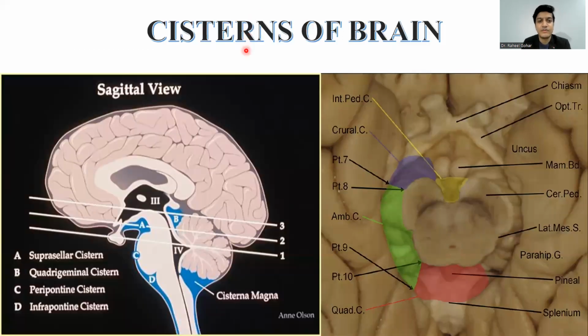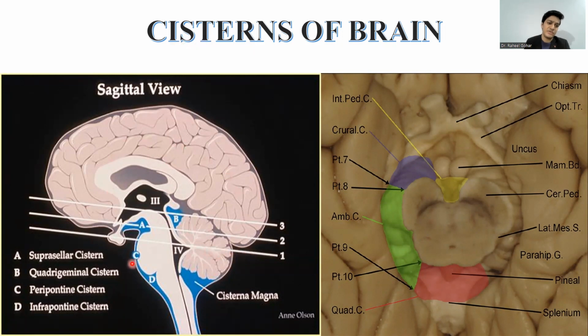So then we have got the cisterns. So what are cisterns? We all know that between the pia and the arachnoid mater we have got the subarachnoid space, and around the gyri, in between the gyri we have got the sulci, which are actually the subarachnoid spaces. Now around the brain stem, these subarachnoid spaces get dilated, and these dilated spaces are known as the cisterns.